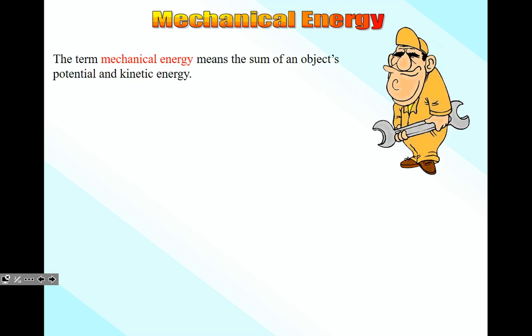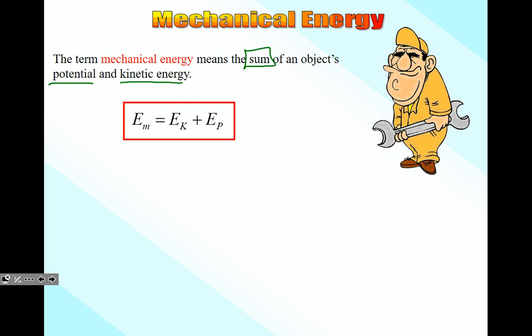Alrighty, so very quickly, what is mechanical energy? The term mechanical energy means the sum. And when you're talking about sum, you're adding two or more things of an object's potential and kinetic energy. You can't have potential energy without having the thought of kinetic energy. So if you add those two together, you have something called mechanical energy. It's your EK plus your EP.